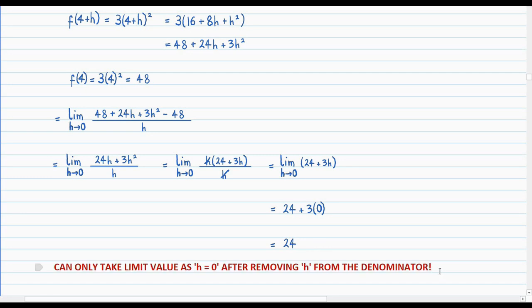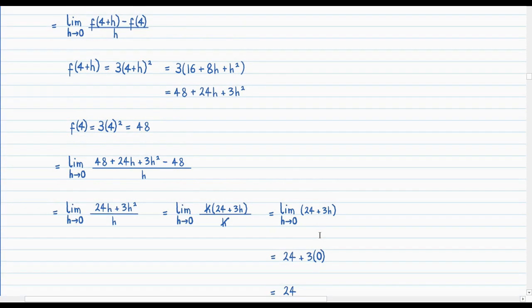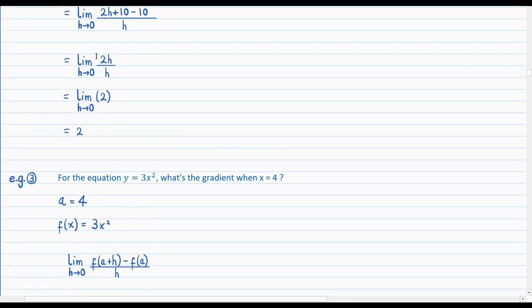In the previous straight line example, we didn't have this step of subbing in the h value as 0 because all the h's had cancelled out. So there's no h left to sub in a value for.